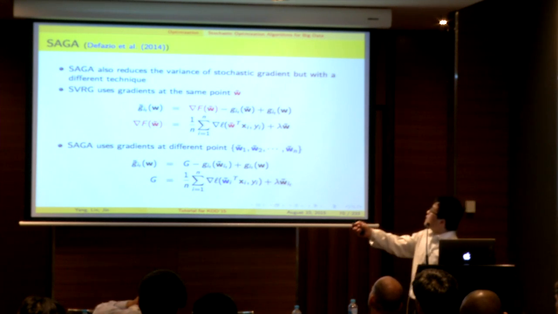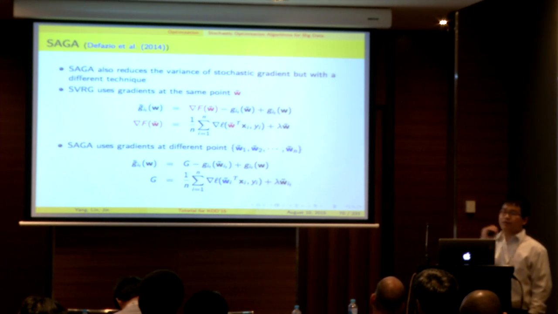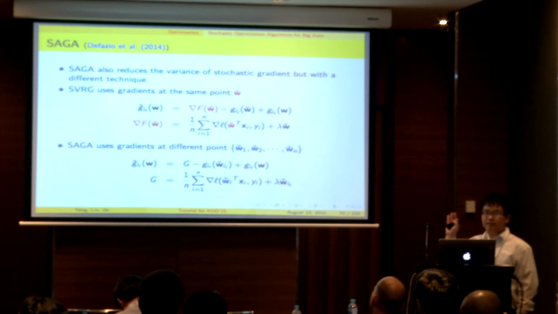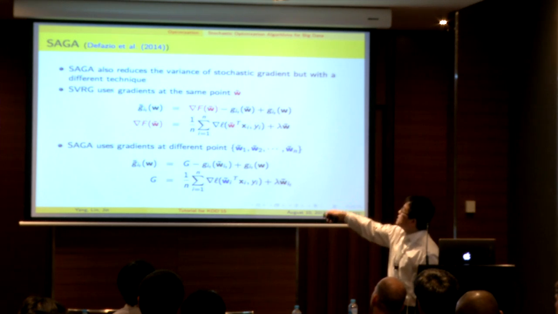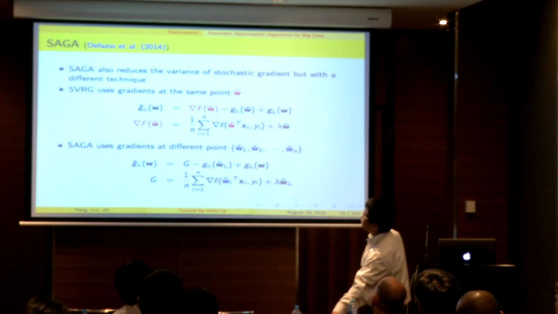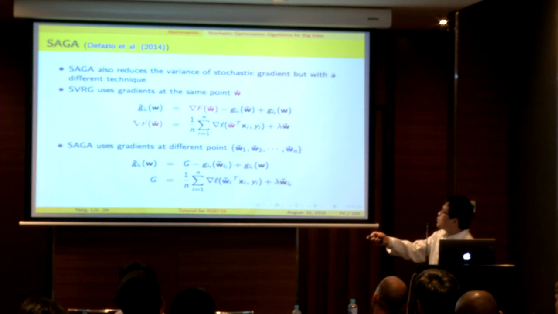SAGA is also another technique that can reduce the variance of the stochastic gradient, but it's different from SVRG. If you look at this part, this is exactly SVRG. We need a reference point and calculate the full gradient at the reference point. Let me remind you of the formula for the full gradient at a reference point.